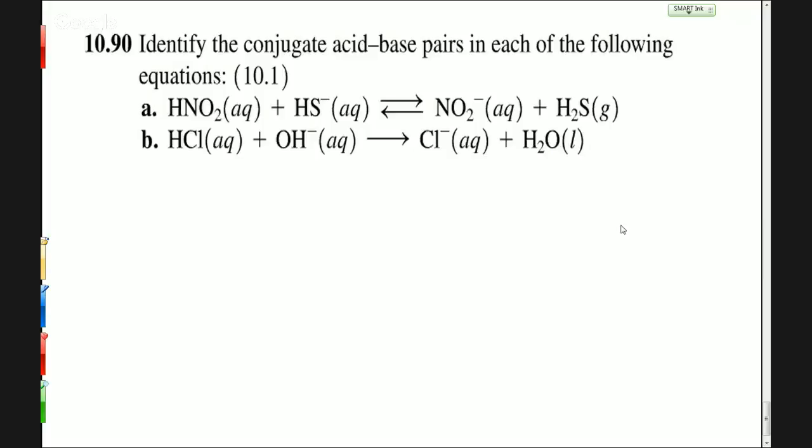So remember the definitions. You need the definitions to be able to sort these properly: the acid is losing hydrogen and the base is gaining hydrogen in the reaction.